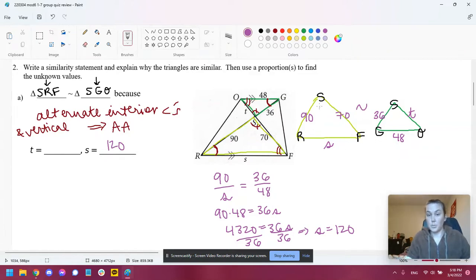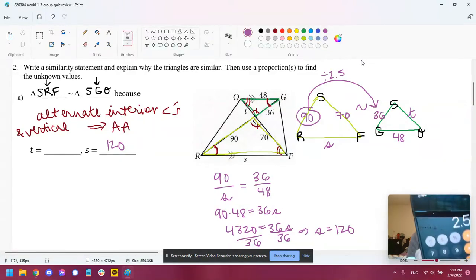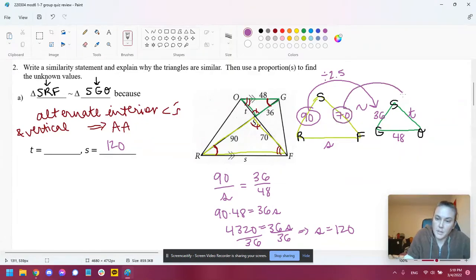So this is how I would do it with proportions, if I wanted to say these two sides are proportional to these two sides. I can also do scale factor. A lot of people like to do scale factor. So if I start with 90 and go to 36, turns out I divided by 2.5. I got this number because I did 90 divided by 36. Got 2.5. So I would also want to divide 70 by 2.5 to get T. The scale factor would be the same, so 70 divided by 2.5 is 28.